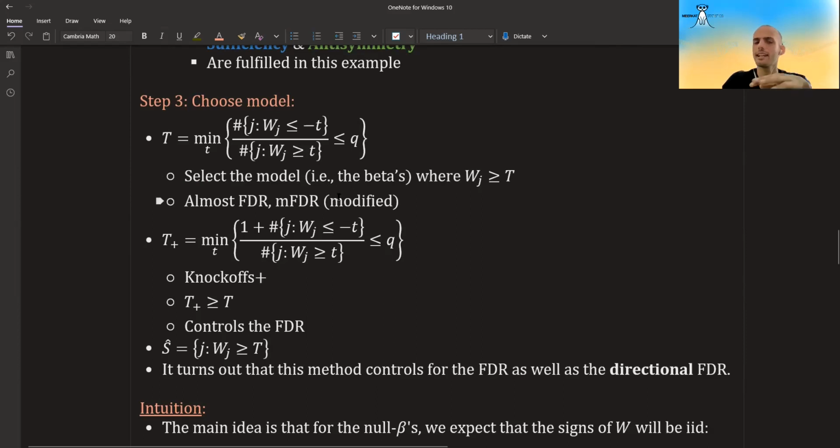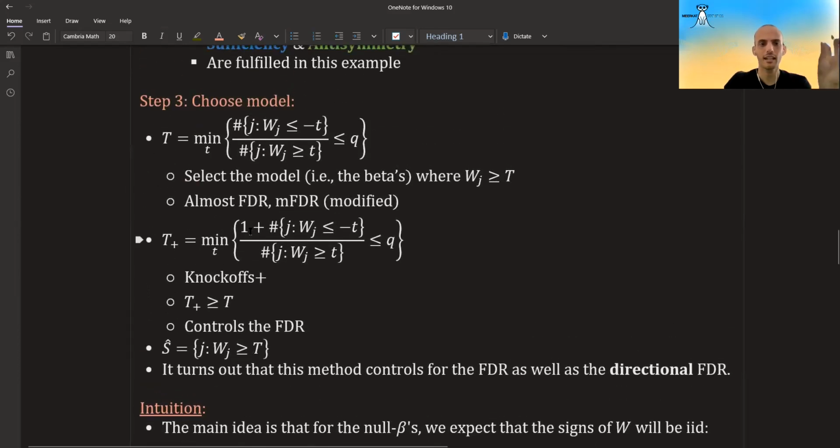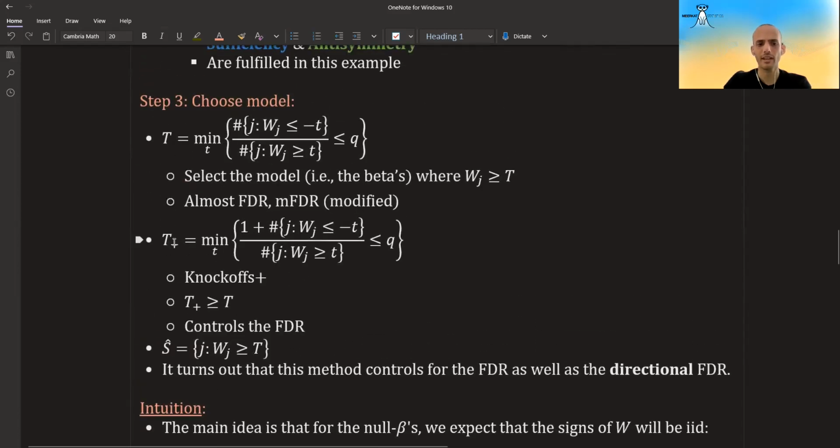But this modified FDR works really well, except for a very pathological example where the correlation between the features is extremely high. But if you want to really just control for the knockoffs, then instead of this, just add 1 in the numerator, and then they call this knockoffs plus, and then this one controls the FDR completely. Once you get this threshold, you just choose all the features whose W, the statistic that we calculated, are above that threshold.